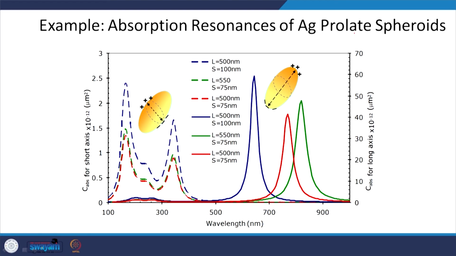If you take prolate spheroids of silver, which has long and short axes at different values, you can see that you have two resonances, one is here, another one is here. So, you can tune the resonance where it resonates by changing the polarization. So, you can know which is the long axis, which is the short axis, and then you can tune the resonance according to the spectral range you want to work on. That is the beauty here.